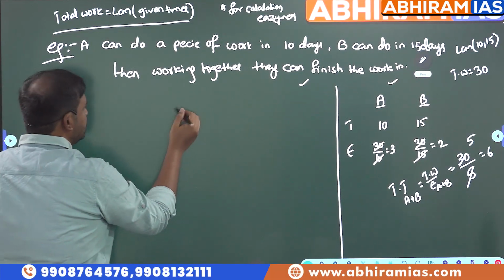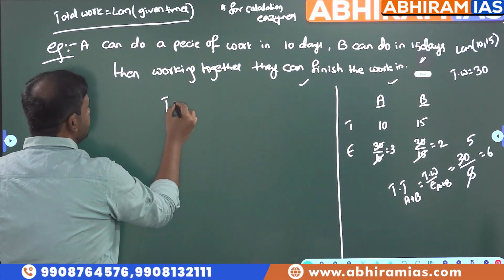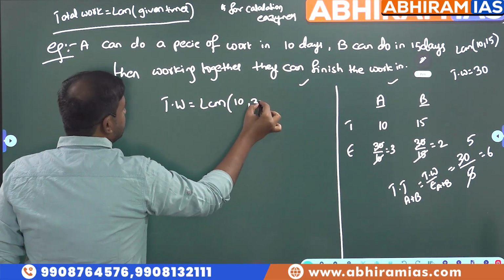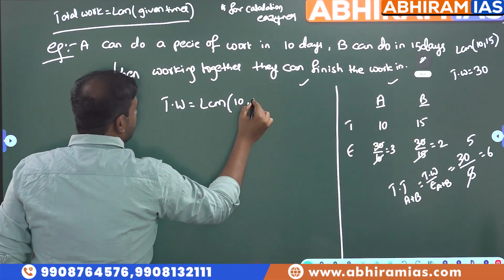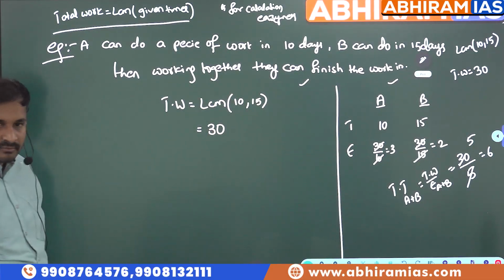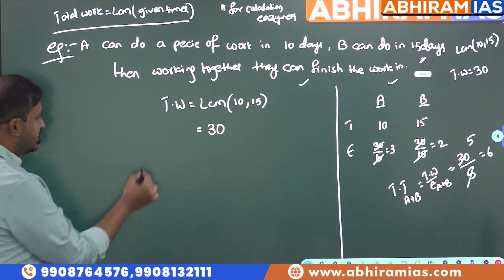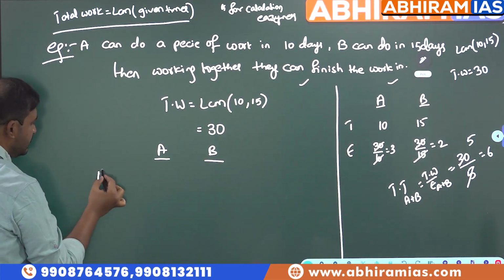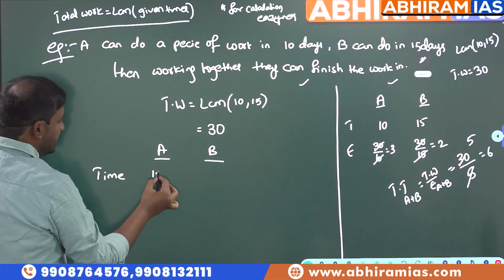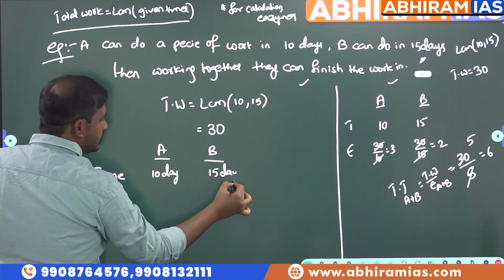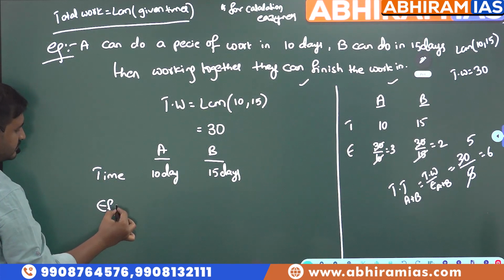So here you can write first example, right? So write it clearly. Total work is equal to LCM of 10, 15. So my total work here is 30. So A, B, first example. Time: A 10 days, B 15 days. Efficiency.